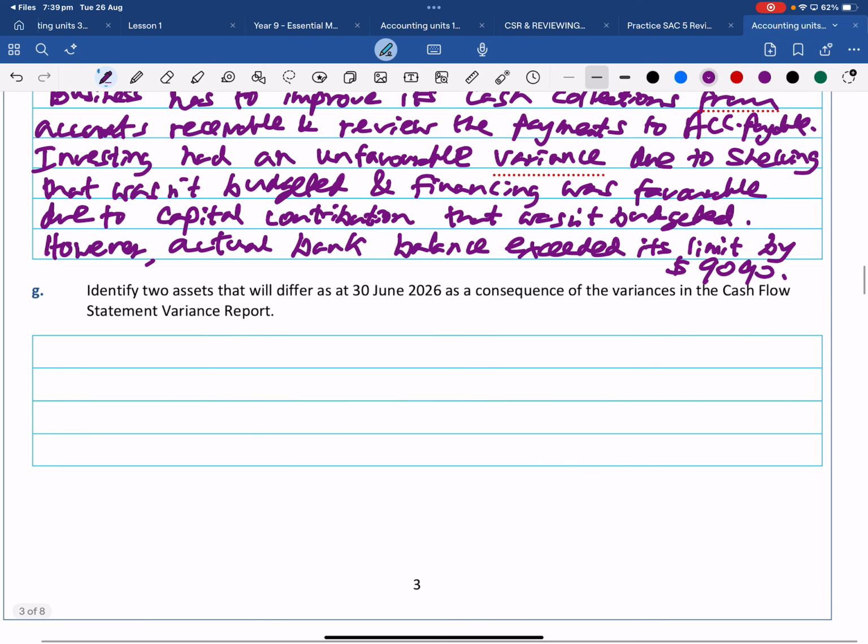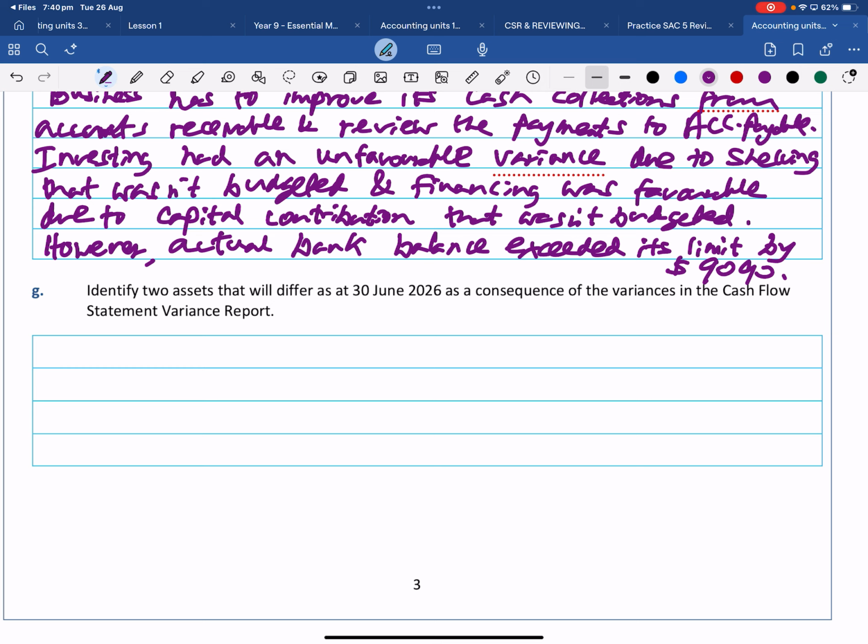Okay, part G, guys. Same thing will happen to you if you practice the same question a few times. Identify two assets that will differ by the end of the year as a consequence of the variance in the cash flow statement variance report. What are the assets that will change? How many assets? I can tell you straight away. What are the assets? Tell me.